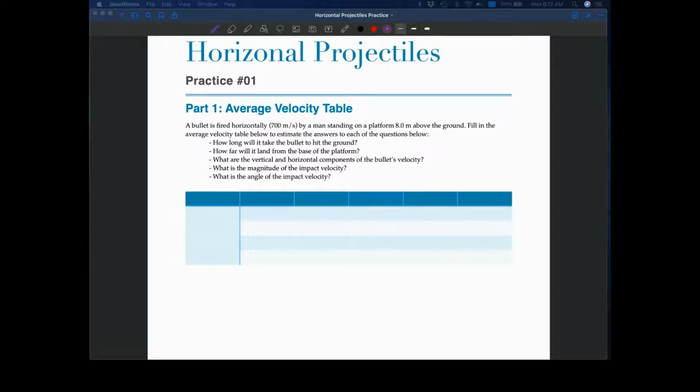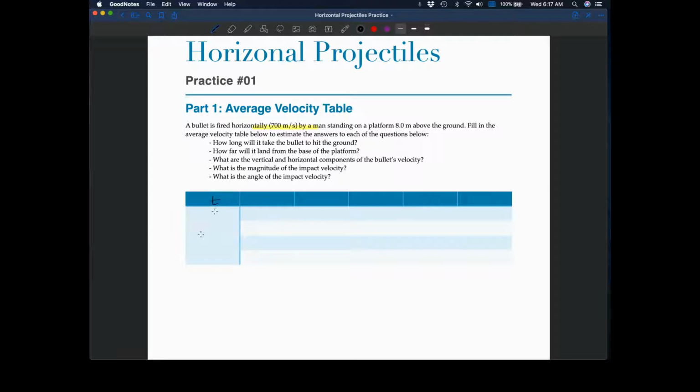In this example, we have a bullet being fired from a gun at 700 meters per second on a platform 8 meters high. And we want to estimate the answers to the various questions using the average velocity table. So we'll start right in by filling out the table.